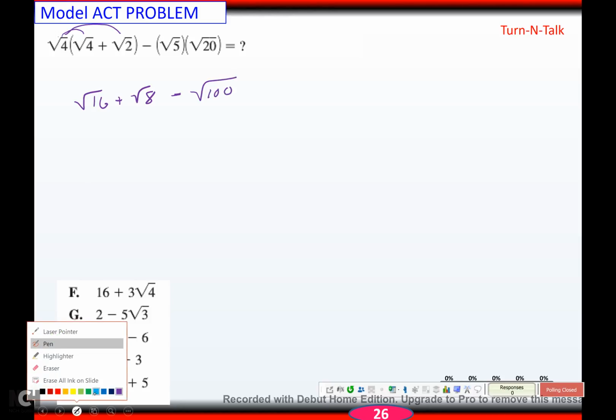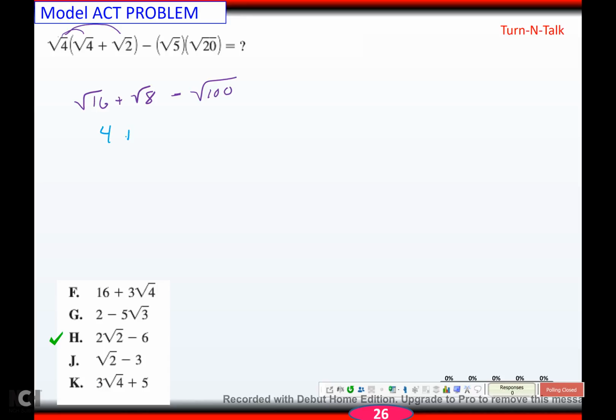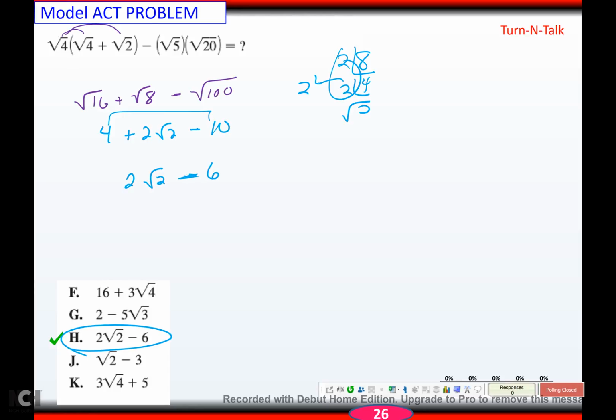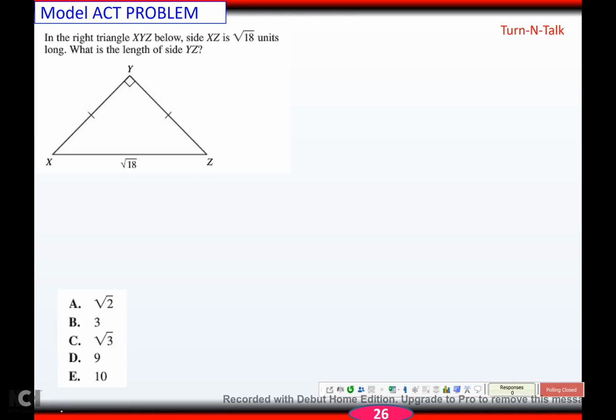Well, the square root of 16 is 4. 8 is not perfect, but if I break it down, I get 2 square roots of 2. And the square root of 100 is 10. So if I combine like terms, 4 minus 10 is negative 6. So I have 2 square roots of 2 minus 6. Alright, hit pause. Come back when you're ready.